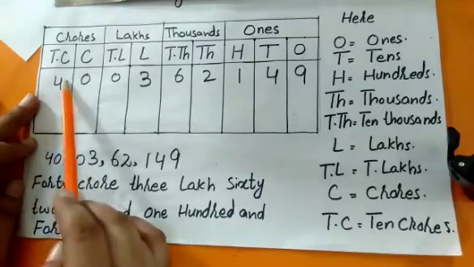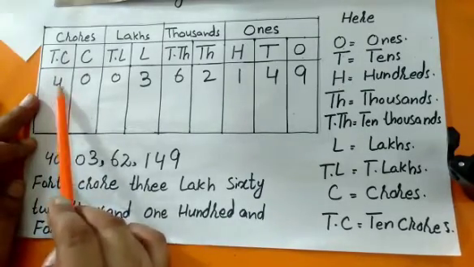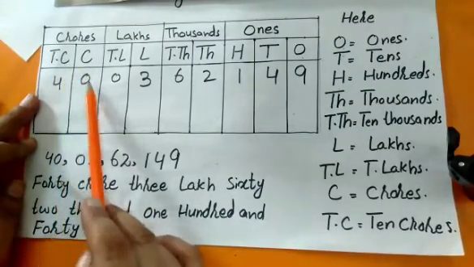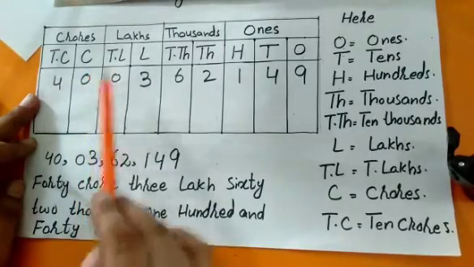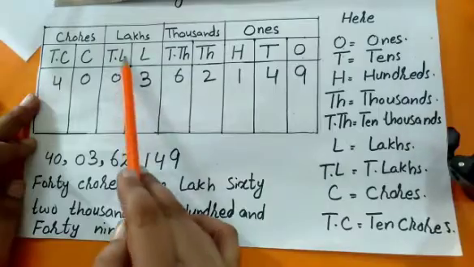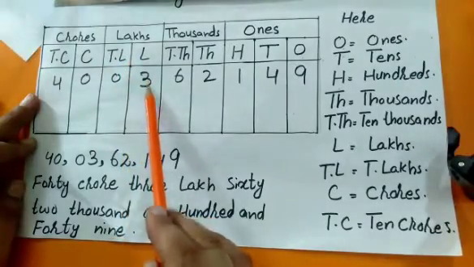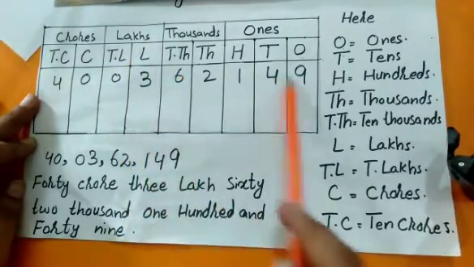Now here you have seen I have written down 4 in the 10 crore column, and 0 in the crore column, again 0 in the 10 lakh column, again 3 in the lakh column, and so on.